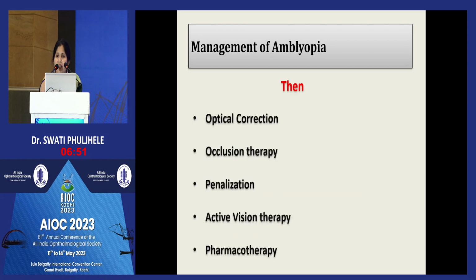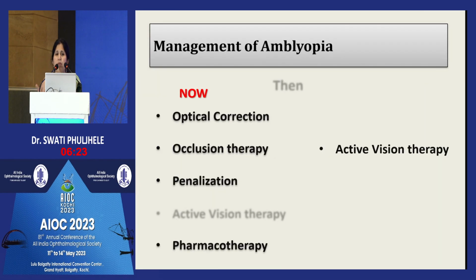So, optical correction still remains the standard therapy. Occlusion therapy is again a gold standard as far as amblyopia management is concerned. Penalization, active vision therapy, and pharmacotherapy are all part of amblyopia therapy for different spectrums and types of amblyopia. But what is more important now is that as advances in technology come up, we have moved on to active vision therapy, which was there earlier also, but has now become a kind of routine in clinical practice.